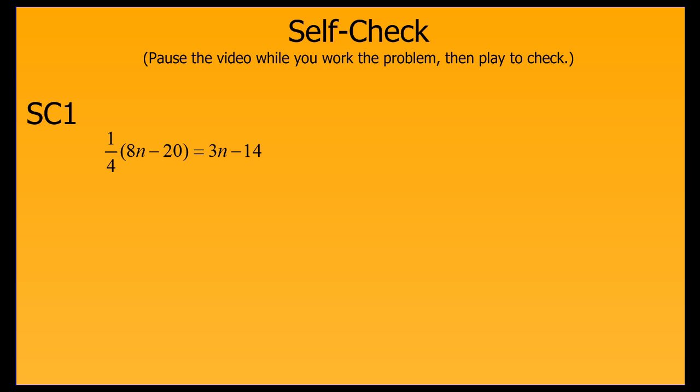Now for the self-check section. In this section, you're going to physically pause the video as you work out the problem on paper in your notebook. Then you'll press play to check to see how you did. You'll have 5 seconds to pause the video after I stop speaking before I show you the solution. Please pause the video and work out the problem, then press play to check.